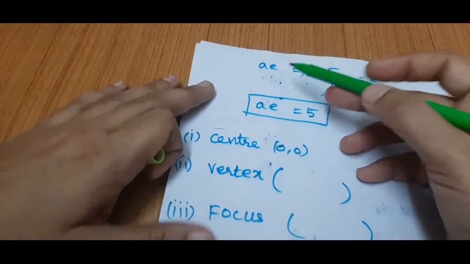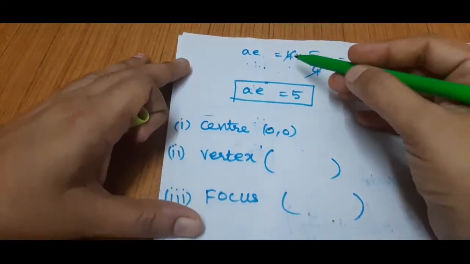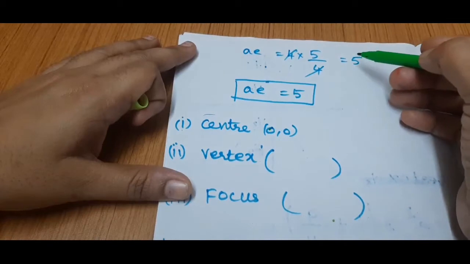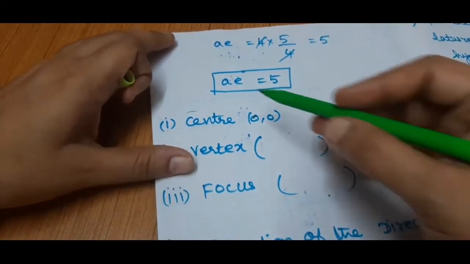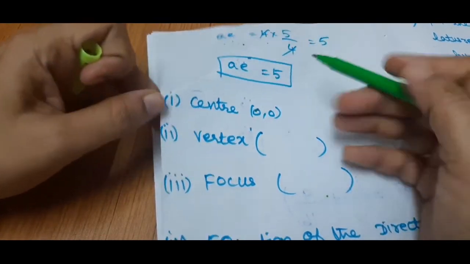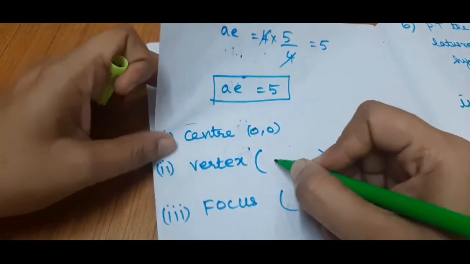That is AE. I have 4 into 5 by 4, that is equal to 5. This 4 and this 4 will be cancelled. So AE is equal to 5.